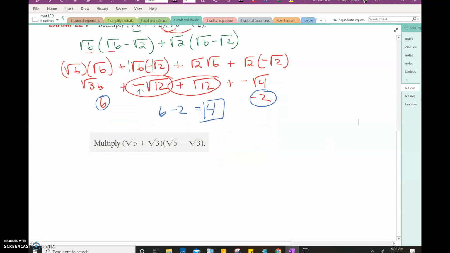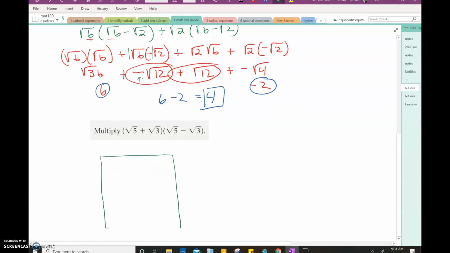One more example. So I'm going to take, and this one, because so many of you like the box method, I'm going to show the box method with this one. The method, again, is up to what you like to do. So that would be a radical 5 plus radical 3, a radical 5 minus a radical 3.